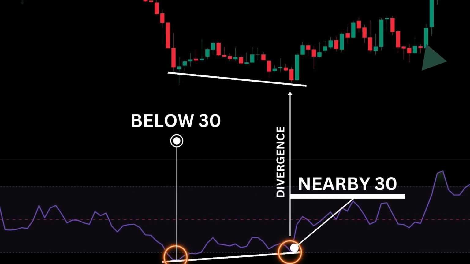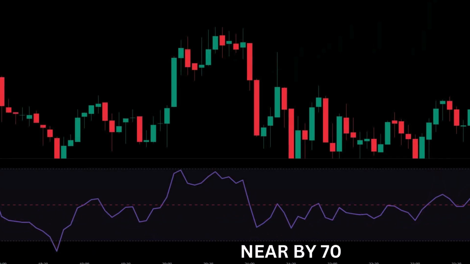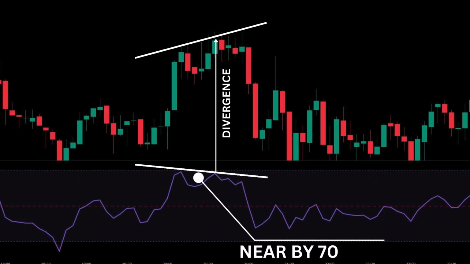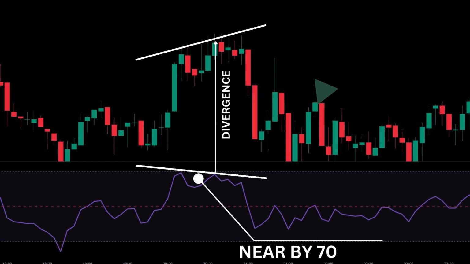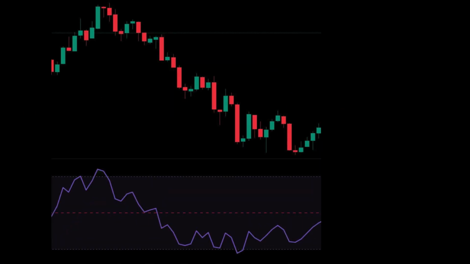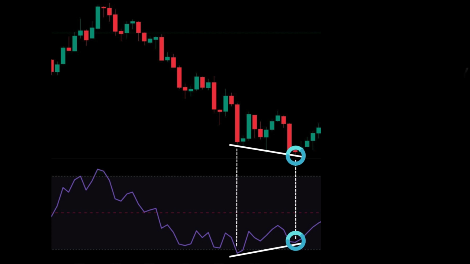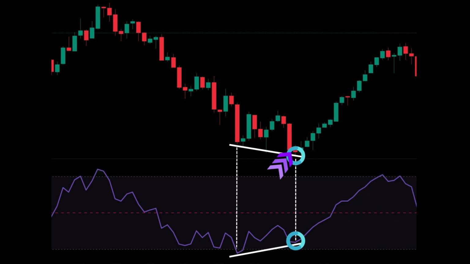Here is another example which doesn't follow the traditional overbought scenario. Clearly, the price went up, created a divergence, and then reversed. That is why it is not necessary that a divergence must occur above 70 or below 30. On this chart, the RSI shows divergence but doesn't fully drop below the 30 level. Yet the price still reversed. That is because the key level is acting as a decisive factor.